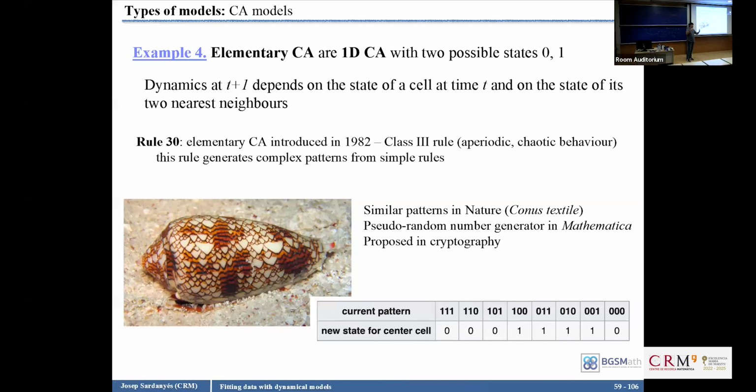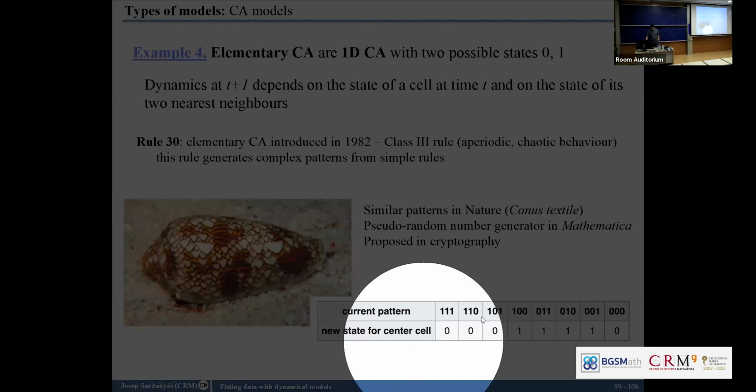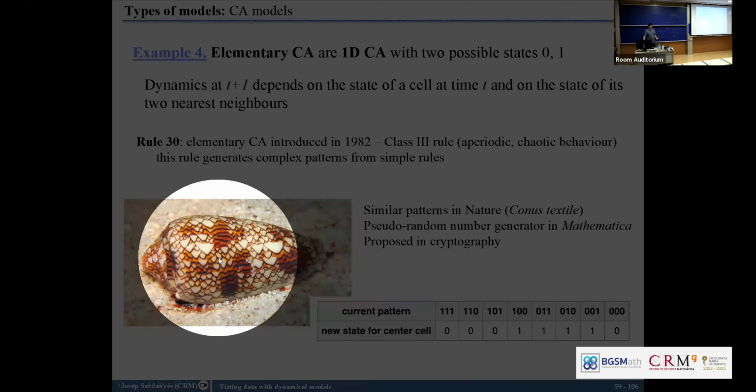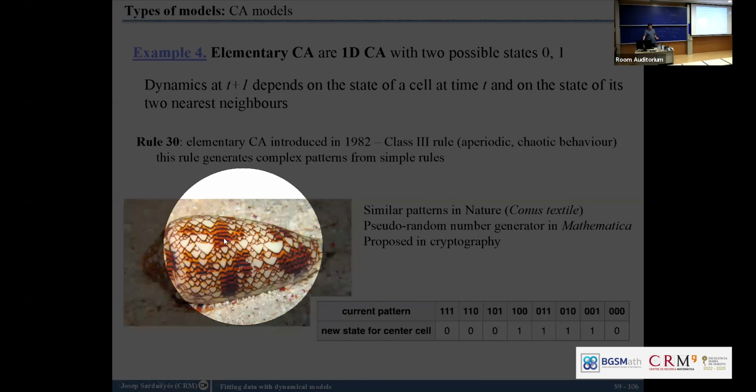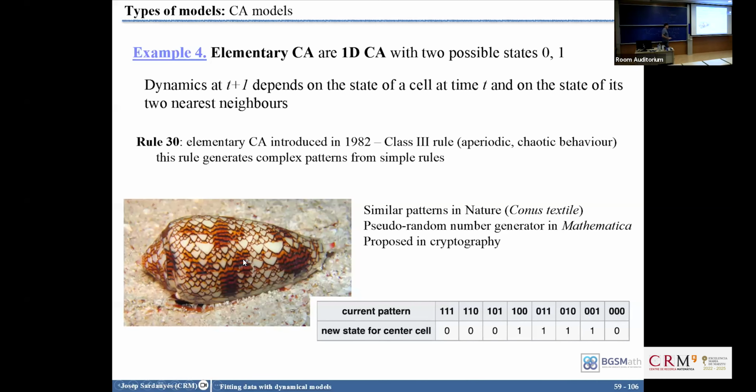And with these simple rules, and there is a very nice book, this automaton gives this pattern. And this is a marine snail that lives in the Pacific that is very poisonous. And it's very beautiful. So how can we get this pattern? Very easy. So this is a 1D automaton. Here we have the state space.